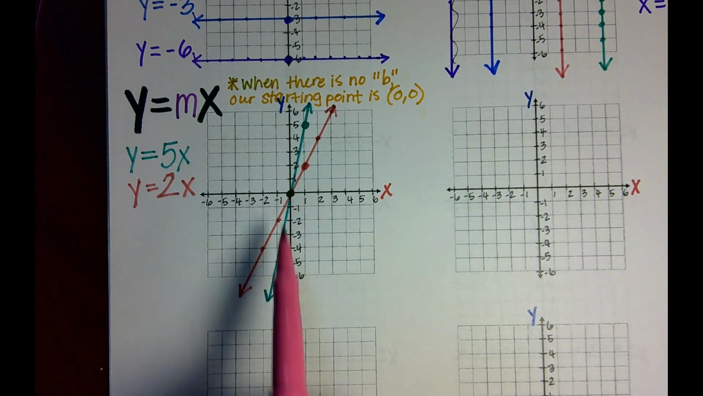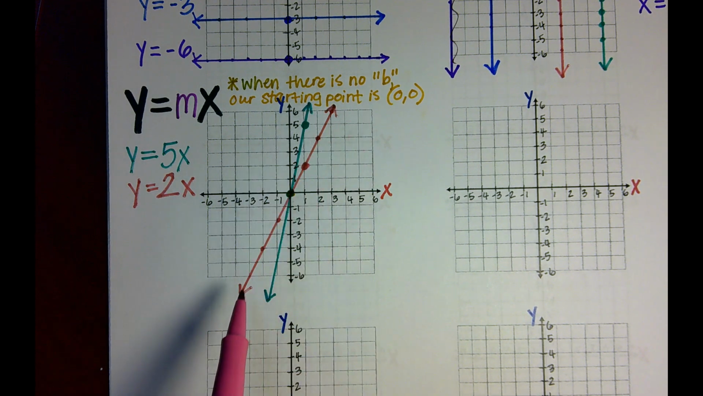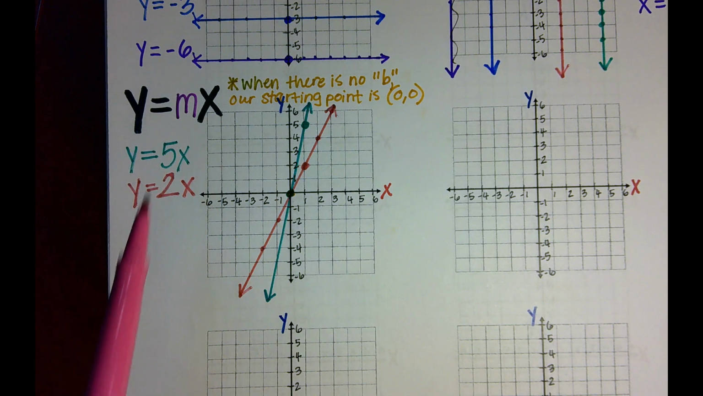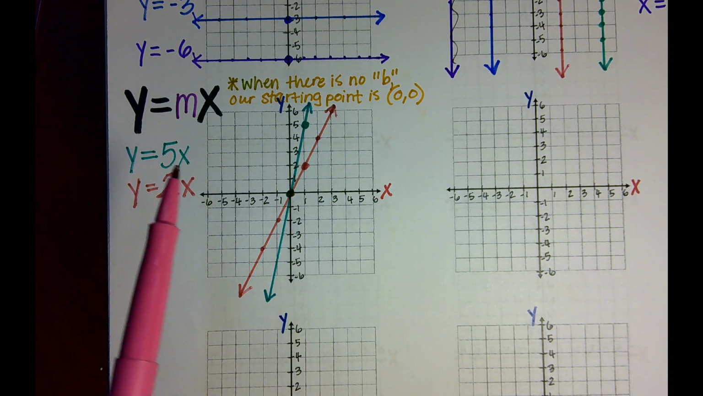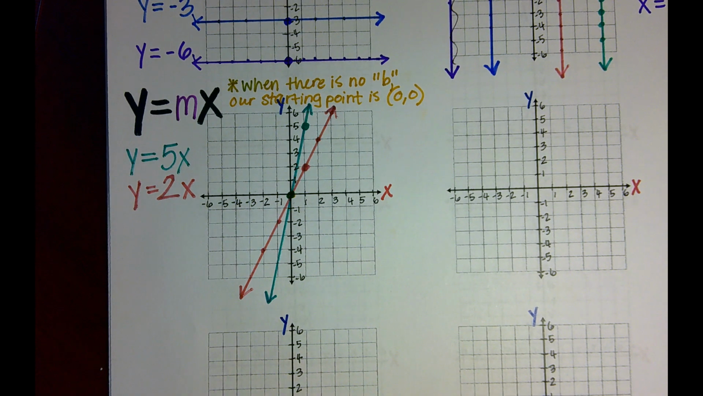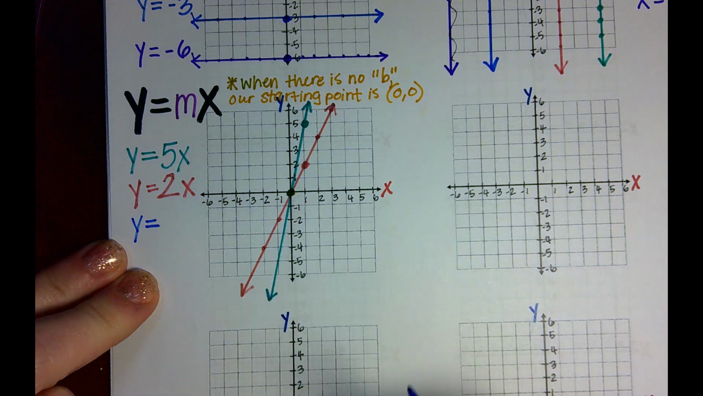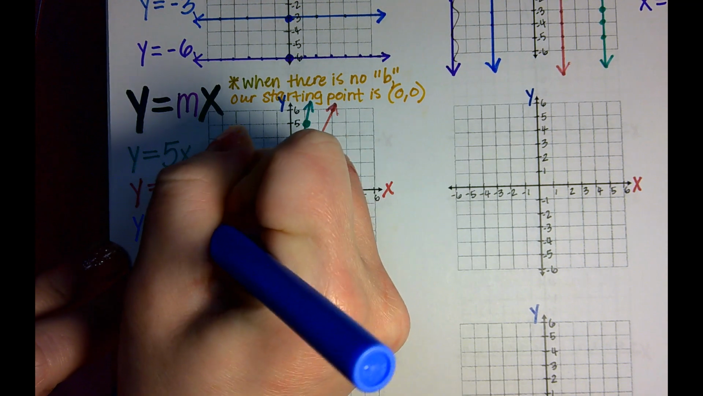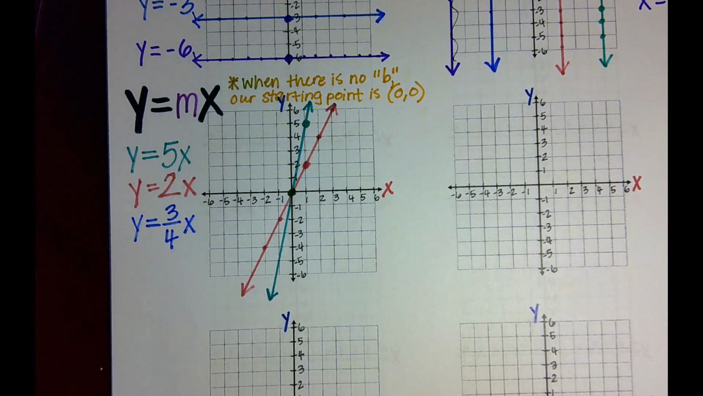Something we might be able to notice already with these equations I've given you, y equals 5x, y equals 2x: the higher the number is for your slope, the steeper your line is going to be. When your number is a bigger number, you're going to have a steeper slope. The only way to get a less steep slope would be for us to have a fraction as our slope. So for example, let's give you another one. How about y equals 3/4 x?